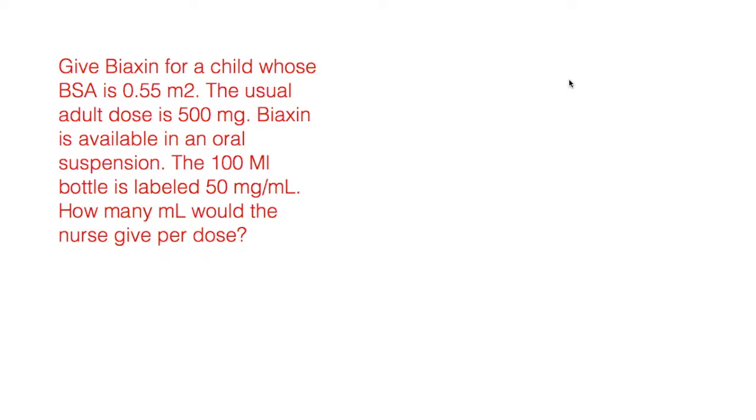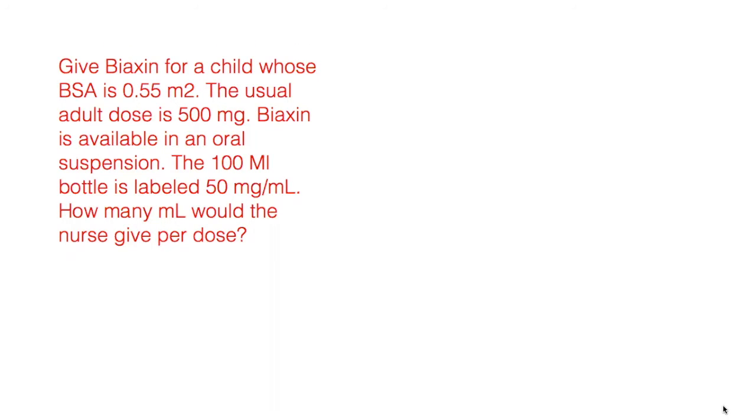Today we are going to talk about body surface area. So if you're tuned in, you are in for a treat. In this question, we have a formula. So let's get started. Give Biaxin for a child whose BSA is 0.55 meters square. The usual adult dose is 500 milligrams. Biaxin is available in an oral suspension. The 100 ml bottle is labeled 50 milligrams per ml. How many mLs would the nurse give per dose?